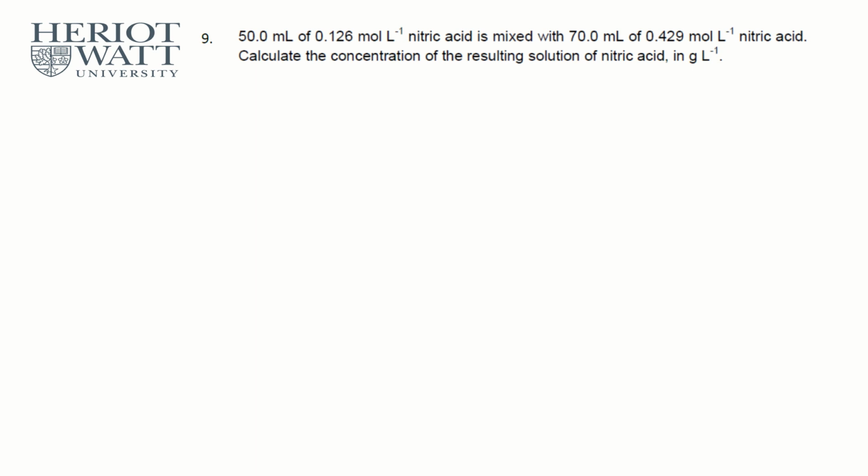Okay, 50 ml of 0.126 mole per liter nitric acid is mixed with 70 ml of 0.429 mole per liter of nitric acid. Now, both are nitric acid. You're going to mix them together. Of course, they have different concentrations and you're adding different volumes. So what I'm going to do is, first, we calculate the mole for each nitric acid. The mole from the first nitric acid, and the mole from the second nitric acid. We get the separate moles, we add them up, and use the total volume to calculate the final concentration.